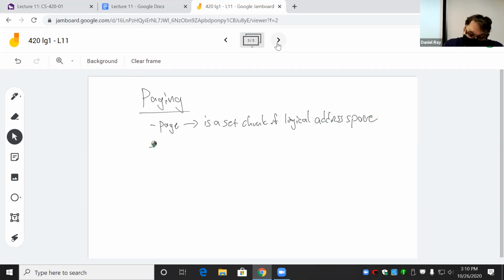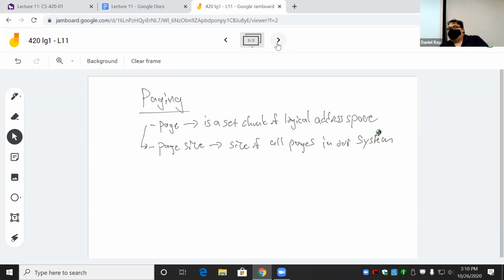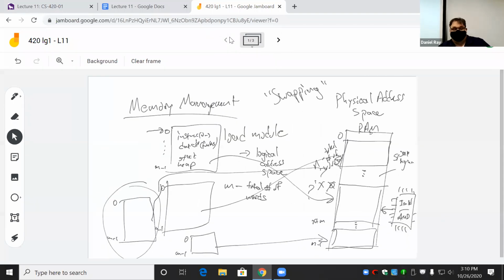Likewise, you've got the notion of a page size, okay? And page size is the specific size of all pages in our system. So all pages are the same size. So what we're going to be doing is taking all these various address spaces. Okay, so I got an address space here, here, here, and here, and I'm going to be carving them up into page-sized chunks.